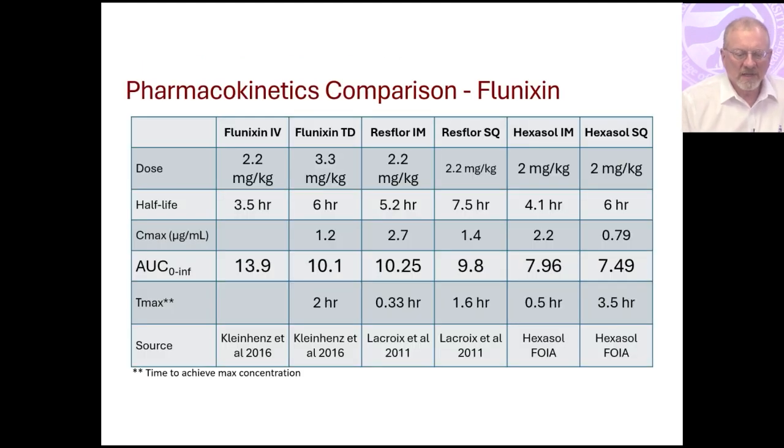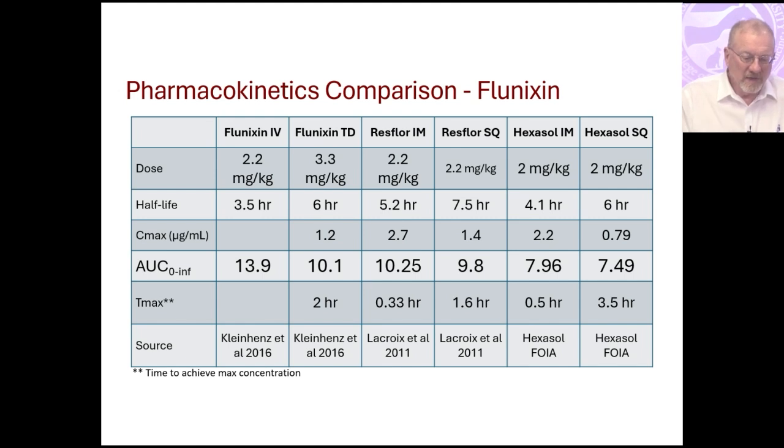So a pharmacokinetic comparison, when you start looking at the need for frequency of administration for pain, this is, again, a table that Mike Kleinhans put together, and you can see the T1/2 values there, the half-life value. Flunixin IV has about a 3.5-hour T1/2, not that much different from what aspirin has, but the transdermal has a 6-hour T1/2, which would greatly prolong the duration of activity.